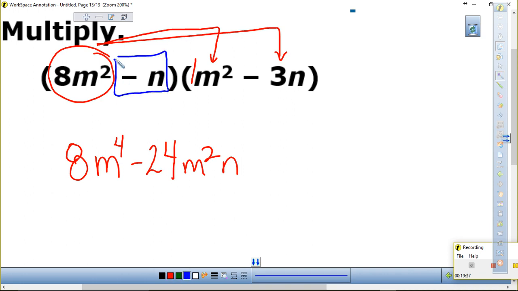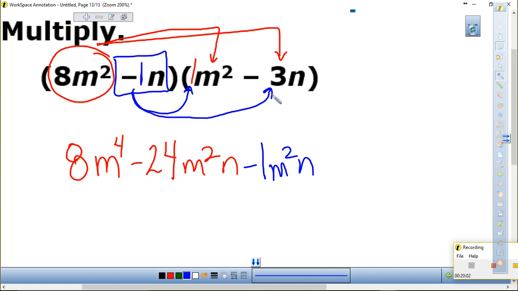Box the second term. What is the coefficient here again, everyone? Negative 1. Very good. So what is negative 1 times 1? Negative 1. N times m squared. So I write it in alphabetical order. Which one goes first? M squared and then n. Okay? Negative 1 times negative 3. Positive 3. What is n times n? N to the second. All right.